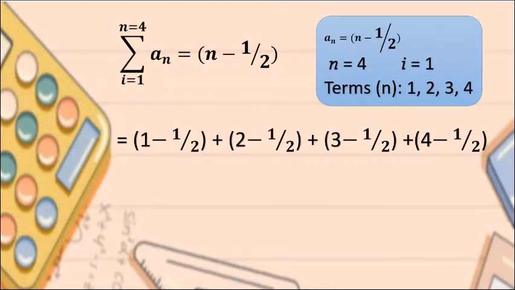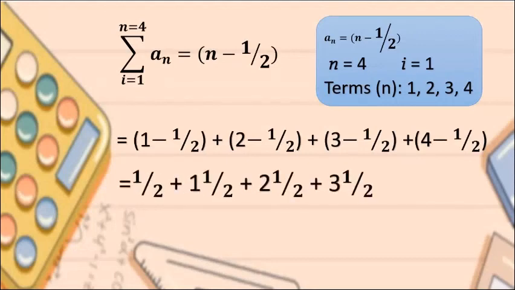Do the operation inside the parentheses, we will have 1/2 plus 1 and 1/2 plus 2 and 1/2 plus 3 and 1/2. After doing so, add all these terms and then we will have a result of 8. Therefore, we can say that the sum of the first term to the fourth term of the sequence n minus 1/2 is equal to 8.